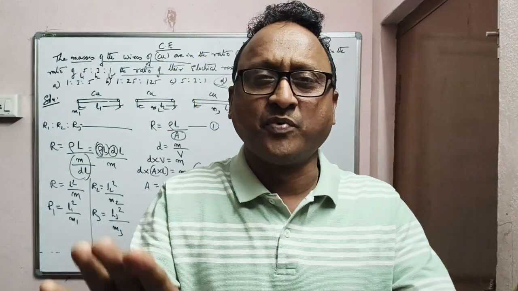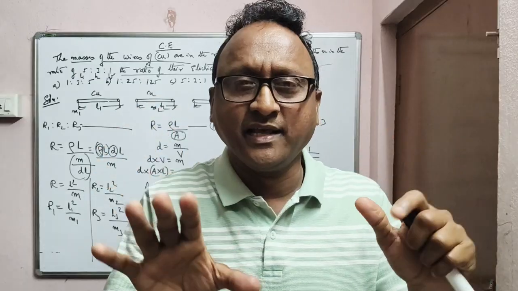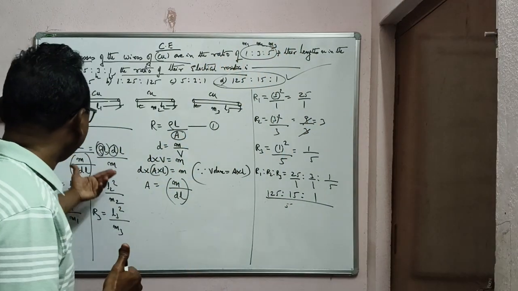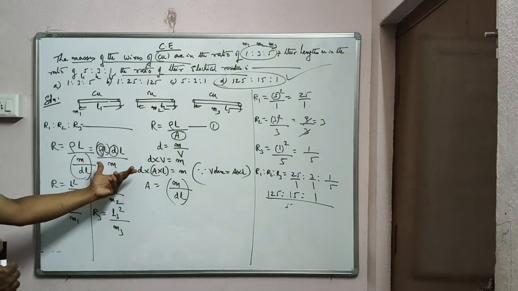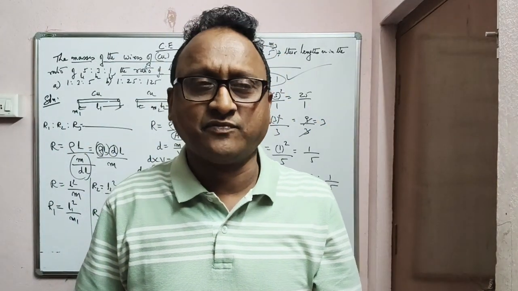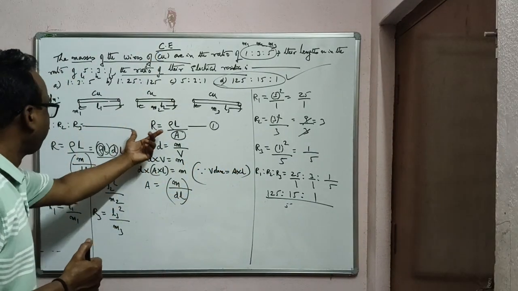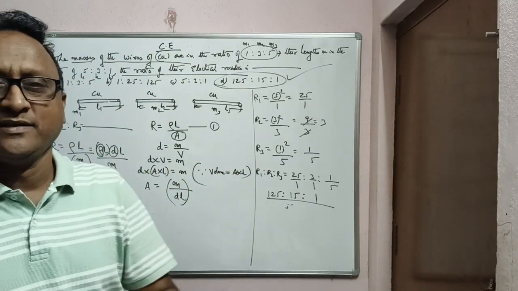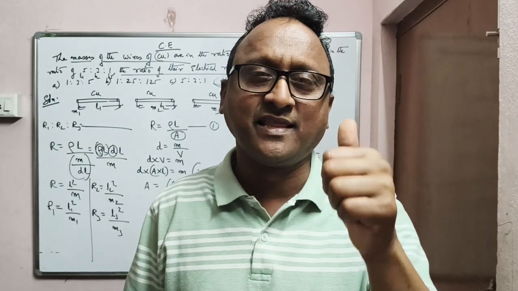So this problem in current electricity regarding the masses and lengths is this easy, because here we don't have the values directly. You have to go back to the density formula, get the mass formula from there, and substitute it in the resistivity formula, R is equal to rho L by A. So this is how you can do it. Again we'll meet with another next problem.